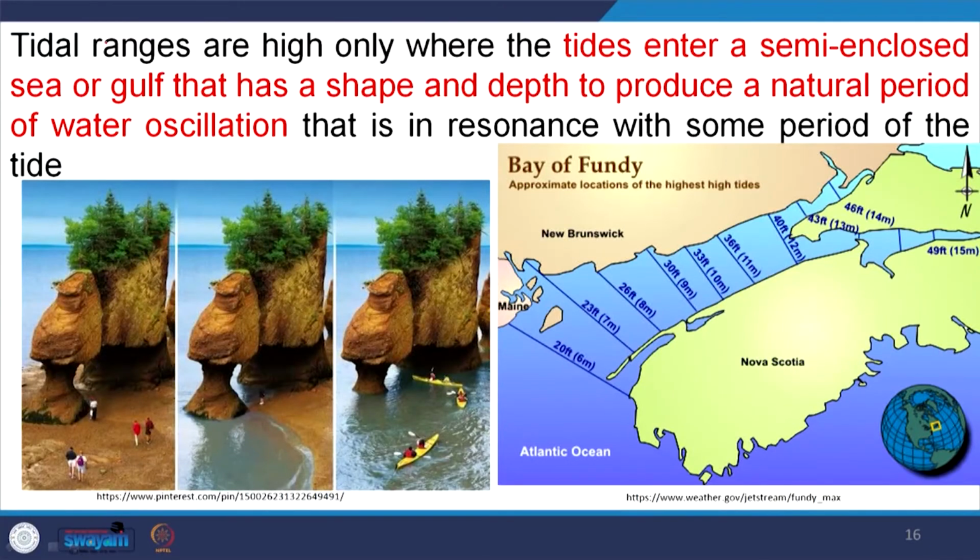Tidal ranges are high only where the tide enters a semi-enclosed sea or gulf that has a shape and depth to produce a natural period of water oscillation. That is the region with some period of the tide. A very important world example is the Bay of Fundy. If you see here, the tidal range is 6 meters here, 15 meters here, and somewhere it is 16 meters. That means a 16 meter change of water level in a day.